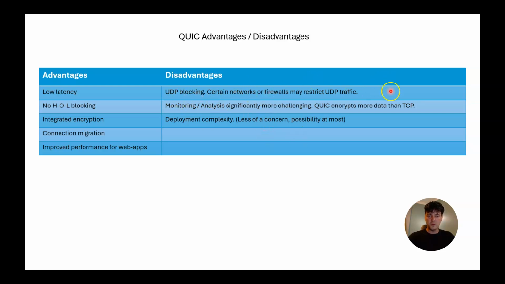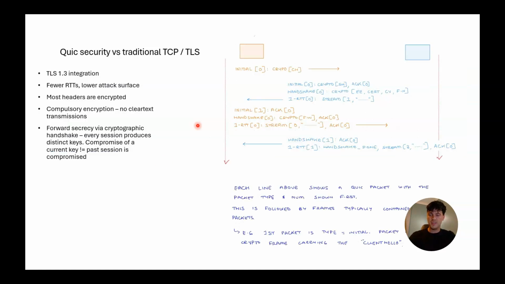In terms of our disadvantages, we have UDP blocking. So certain networks and firewalls are going to be configured to restrict UDP traffic, and QUIC is built on top of UDP, so that can cause an issue there. Monitoring and analysis, both genuinely and maliciously, is significantly more challenging because QUIC encrypts more data than TCP does. So we're encrypting headers and things like that. And deployment complexity, which is a bit of a reach, but it's still there anyway.